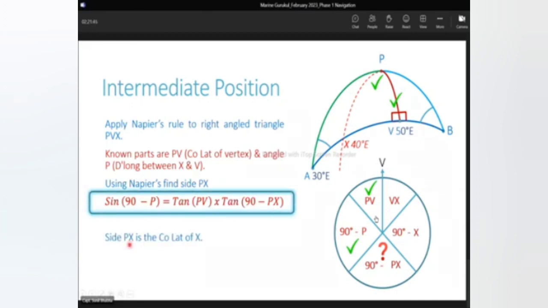Once we obtain side Px, it is the colat of the position x. So 90 minus Px gives us the latitude of the position x. Thus the unknown position, intermediate position, is obtained. So you see, using the concept of Napier rule and using the position of the vertex, we can easily obtain intermediate positions on the great circle track. So have a good look at the diagram and let me know any doubts coming in here, beta.